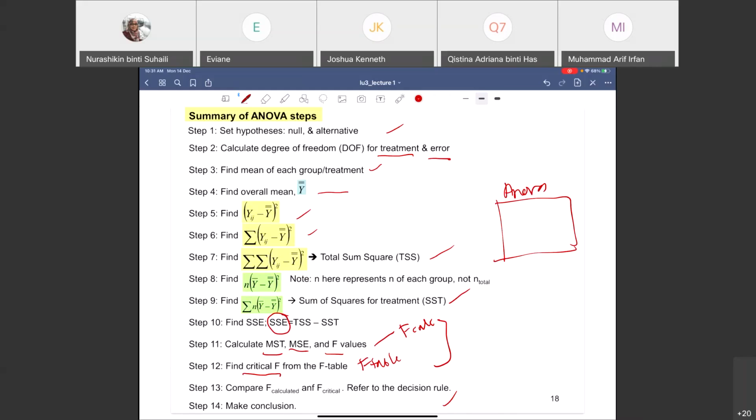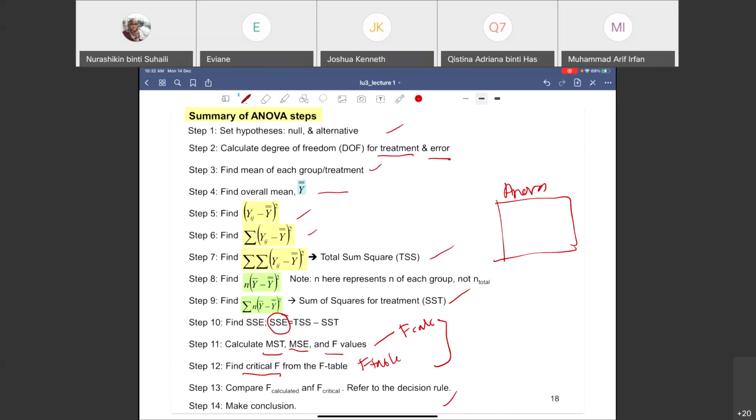Then you have to find the F calculated, and then the F table. In finding the F table, you have to know the degrees of freedom of treatment and of the error, and also the alpha level that you are referring to. If it's not given, then you have to define it yourself. Then you compare the F calculated and the F critical or F table, and you have to know the decision rule. If the F calculated is greater than the F table, then you reject the null hypothesis, and the other way around. At the end you make a conclusion.